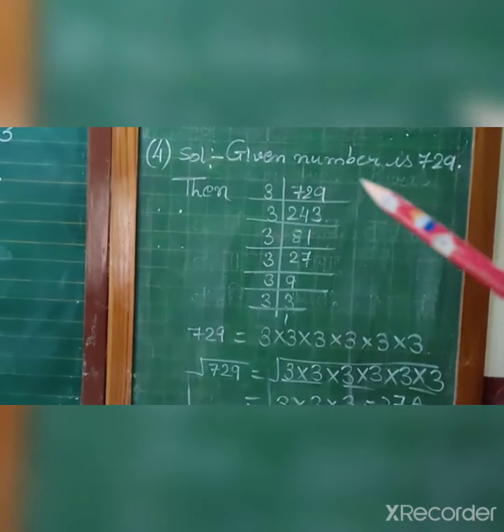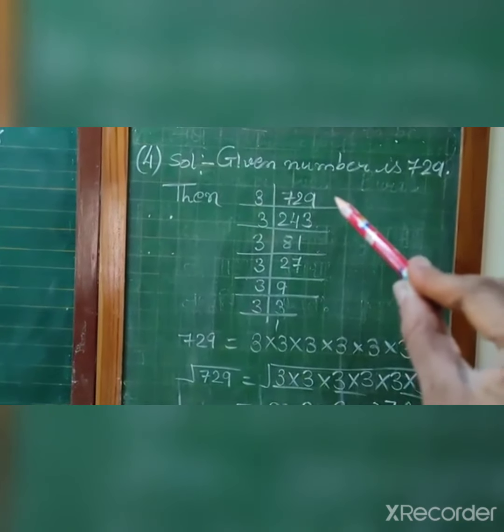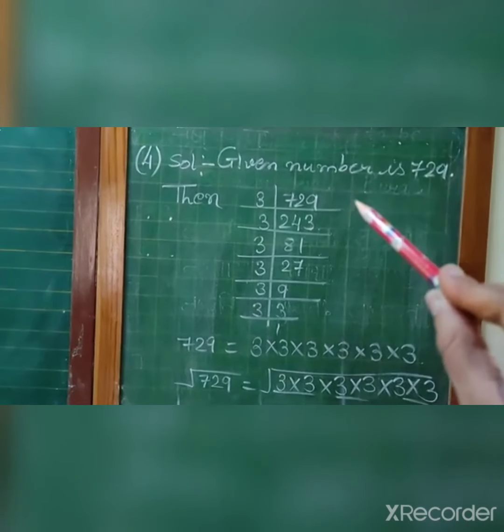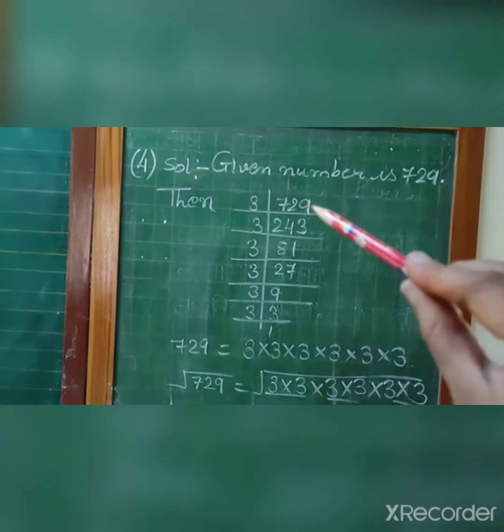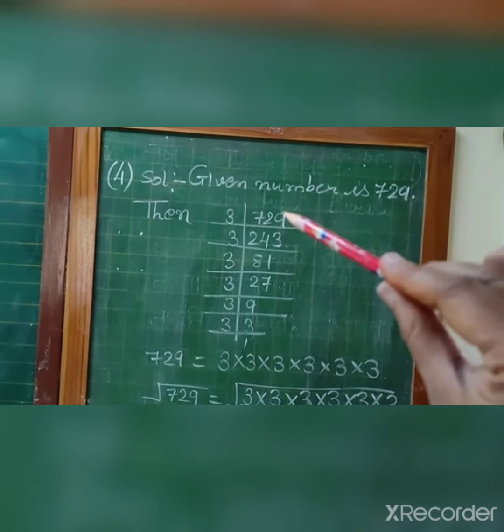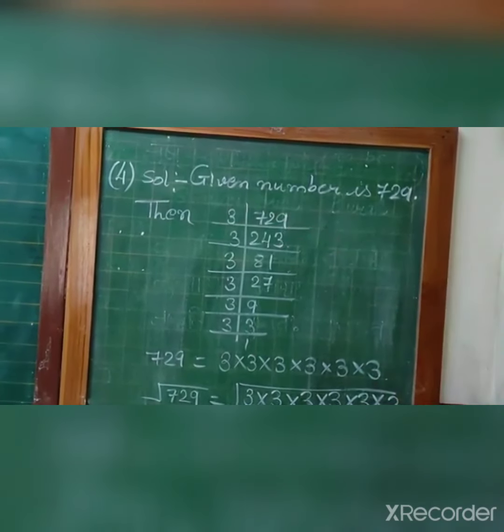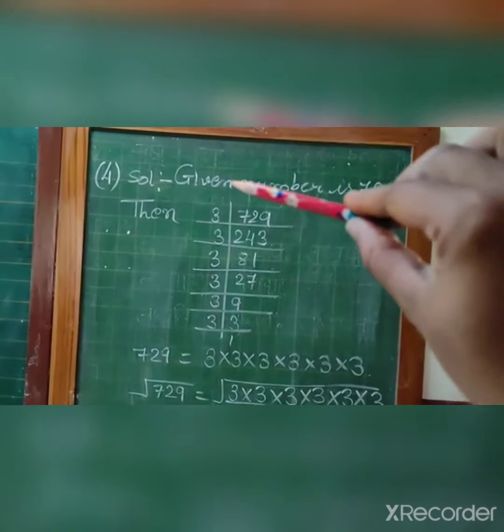Now 729: you can see the unit place is an odd number, so we will not divide by 2. Directly we will take 3. By the divisibility rule of 3, when you add the digits, 7 plus 2 plus 9, that is 18. 3 sixes are 18. So this number is divisible by 3.